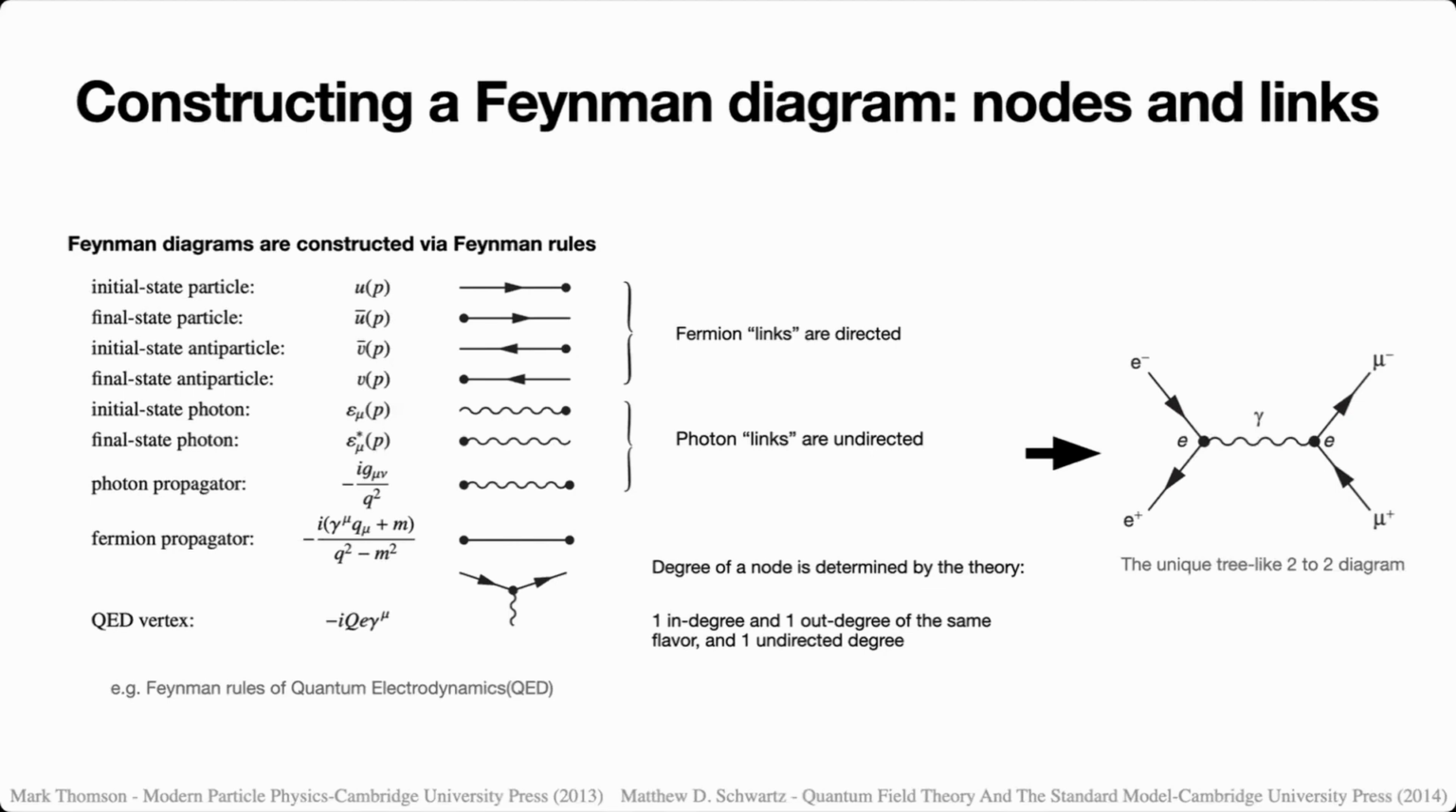The degree of a node is determined by the theory itself. For example, in quantum electrodynamics, in the QED vertex, we must have one in degree and one out degree of the same flavor, and one undirected degree for the photon. So using these diagrammatic rules, we can construct the tree-level 2-to-2 diagram, and the diagram for this process is uniquely fixed by these rules.